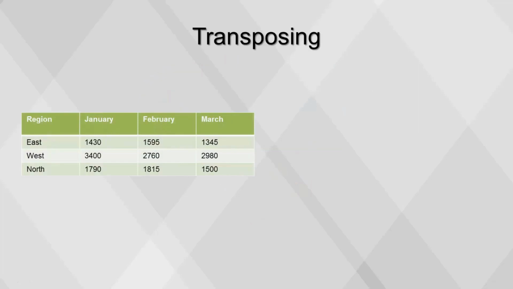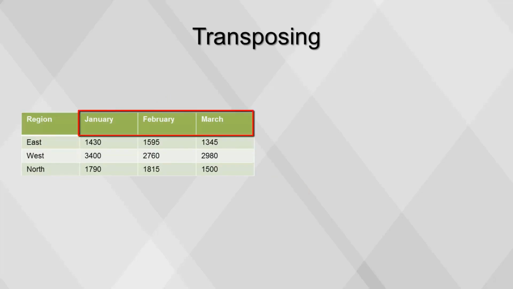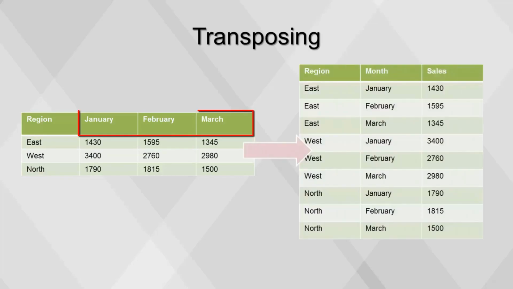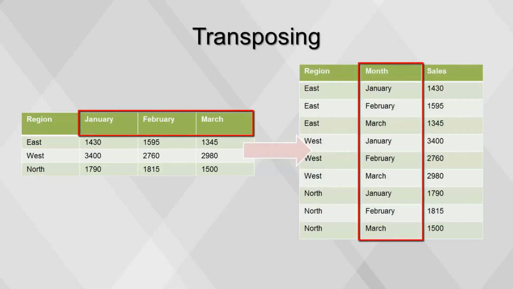For this example, we can use the result of the crosstab function from the previous section. Region is the only key field, while January, February, and March are the data fields to be transposed. Transposing results in the original dataset. Notice how the column names are transformed into values for the newly created month column. This concludes our video on crosstabs and transposing.